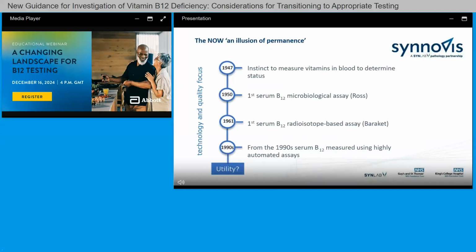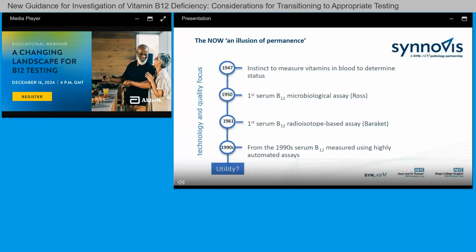With all the vitamins, once they were discovered, the instinct was to measure the vitamin in blood to determine status, and this works quite well for some vitamins. The first serum B12 assay arrived in 1950, and it was an excellent microbiological assay, but it was quite manual. What we have seen in the last 75 years is a series of technology innovations which have led us to today's highly automated competitive protein binding assays.